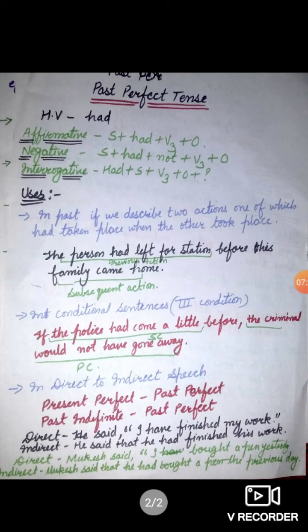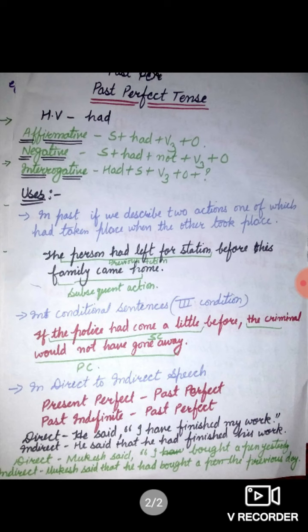Now I am going to tell you about the uses of past perfect tense. The first use is, the very first use of past perfect tense is just the similar use which we have learnt in past indefinite tense. In the situation, we want to describe two actions, one of which had already taken place when the other took place.